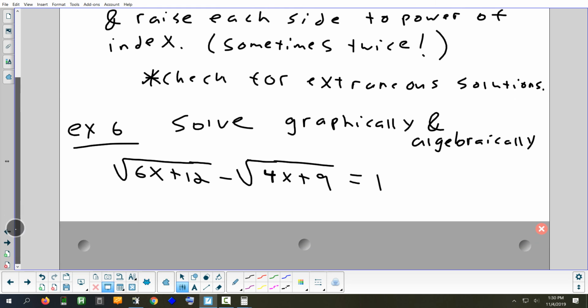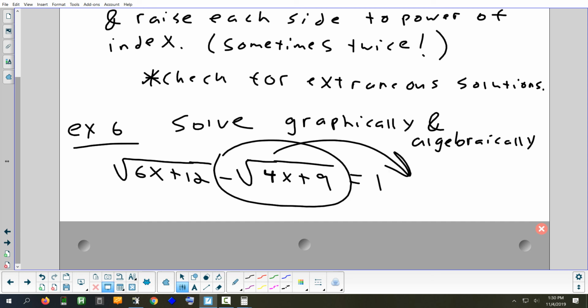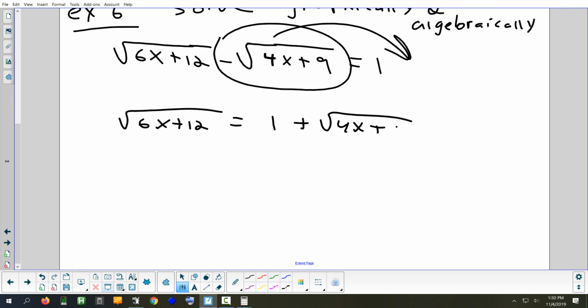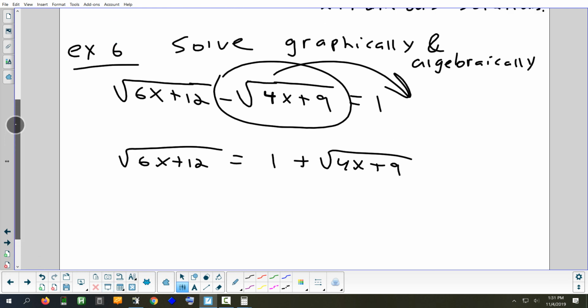So, which one do we want to get by itself? You should do plus 4x plus 9 squared because the positives are easier to work with, right? Yeah, just take this one and move it to the other side. Yes. So we're just going to add it to both sides. Yep. So let's start with that. So now we have 6x plus 12 equals 1 plus that. I guess it's squared. Yeah, you had said square. Oh, I'm sorry. No, it's all right.